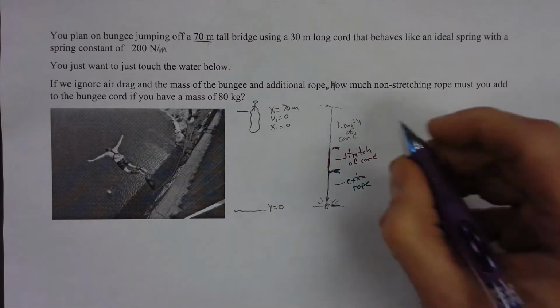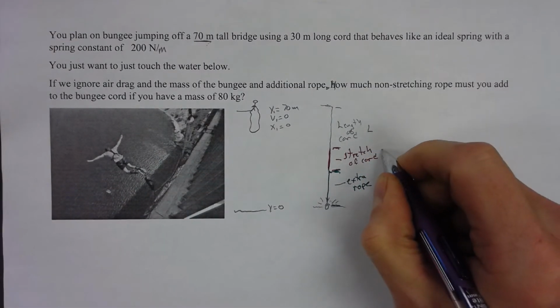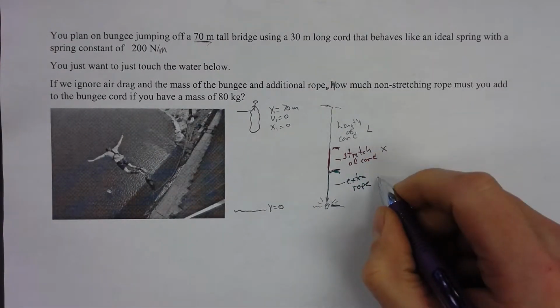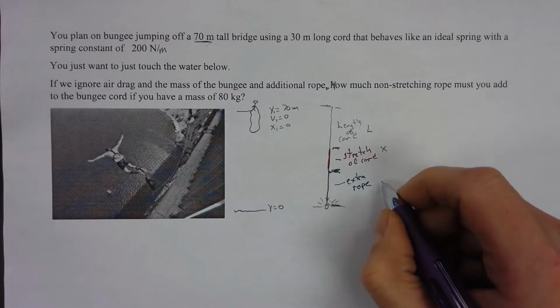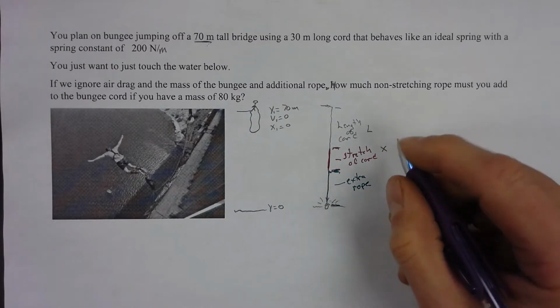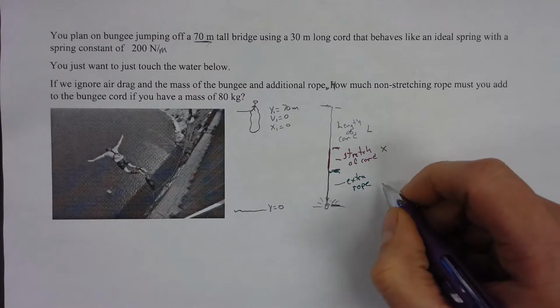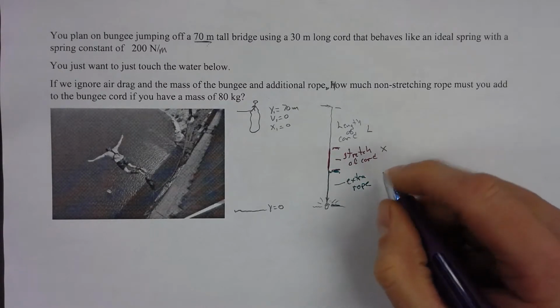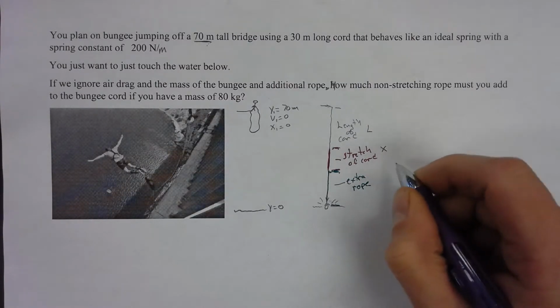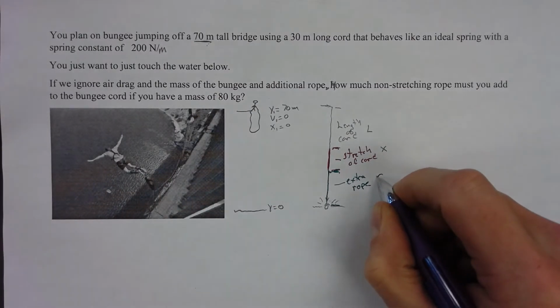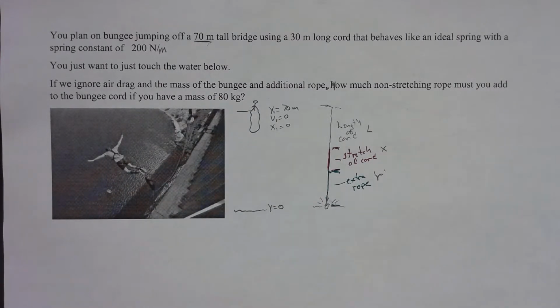Okay, so I'm going to call this L. I'm going to call this x. And what do you want to call the extra rope? R is for radius, L for length. I've already used the extra rope. I'm going to call it R. What the heck, we're going to call that R.